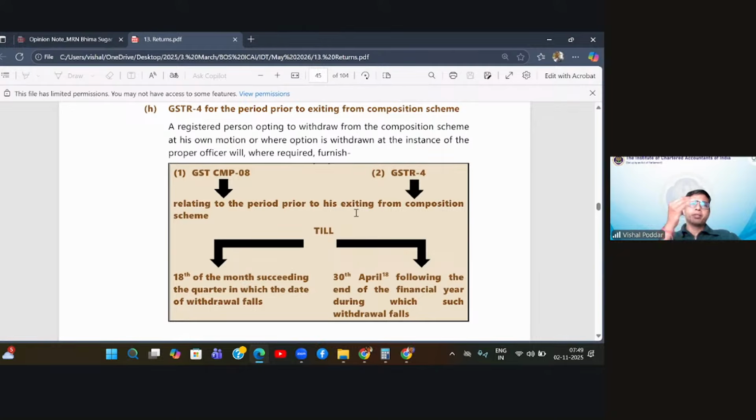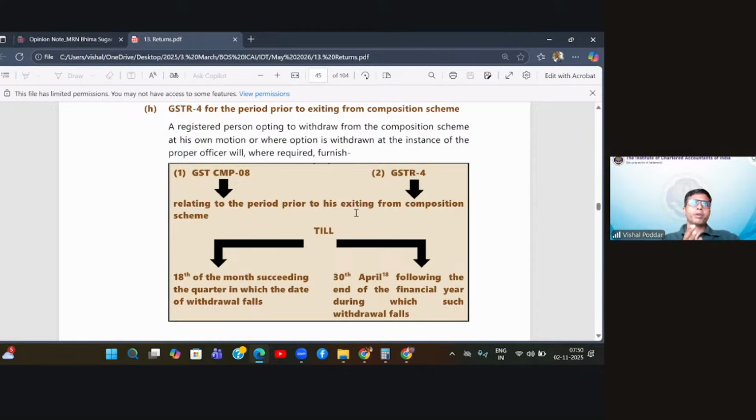Continuing the same example, last financial year I was regular. This financial year I had opted for becoming a composition dealer, so I am a composition dealer. However, now after I cross October 25, my turnover has exceeded 1.5 crore, so by default, I am outside the composition scheme. Or I make some interstate supply of goods, so I'm outside the composition scheme. Any of these reasons compel me to switch from composition to regular in the middle of the year.